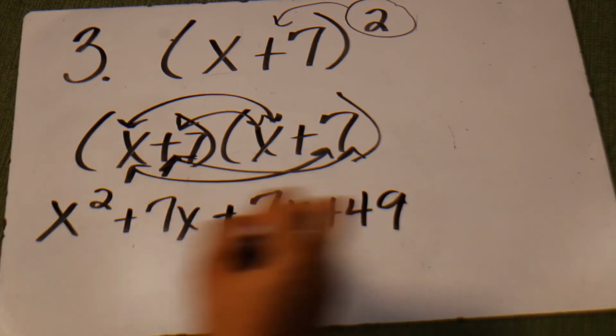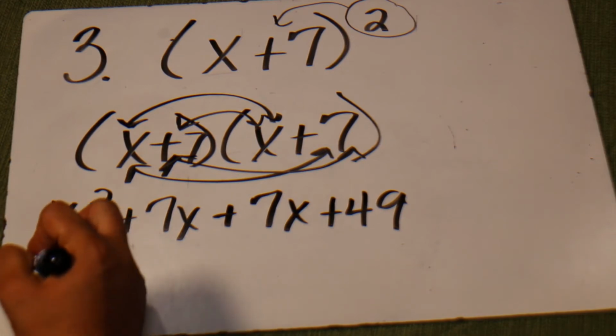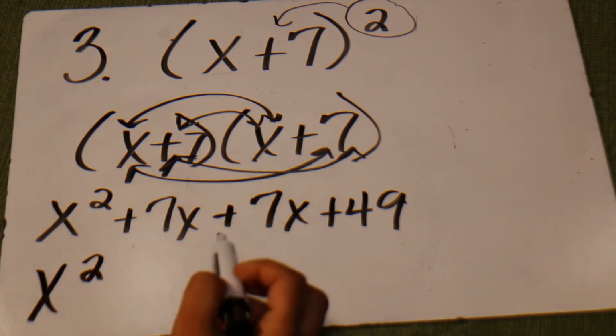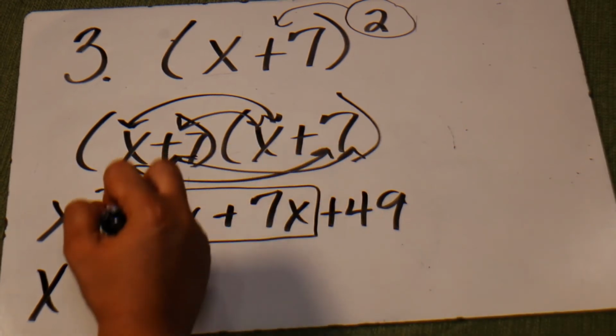Okay, so now what do we ask ourselves right here? We ask ourselves, can we simplify? Okay, and simplify means make smaller. So remember that S. Can we condense this problem? Okay, so we have here, we have x to the second. And now our like terms. Let's look at our like terms.